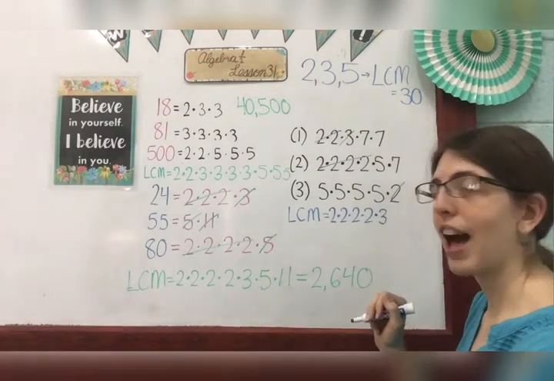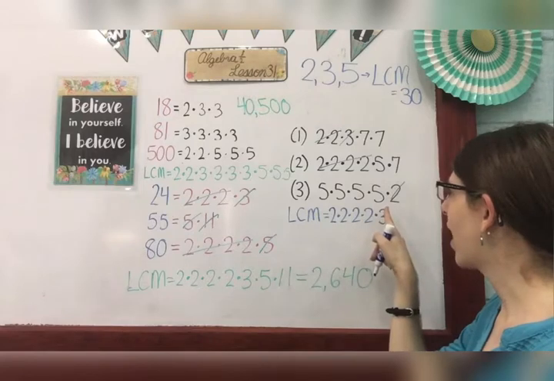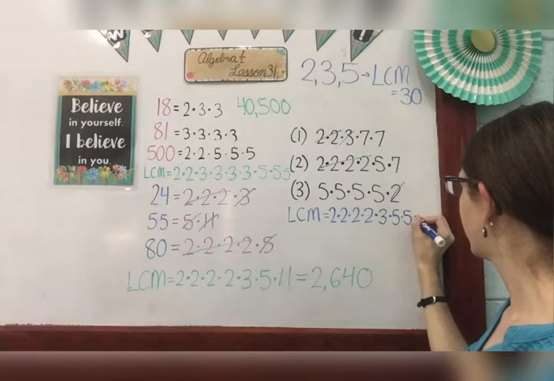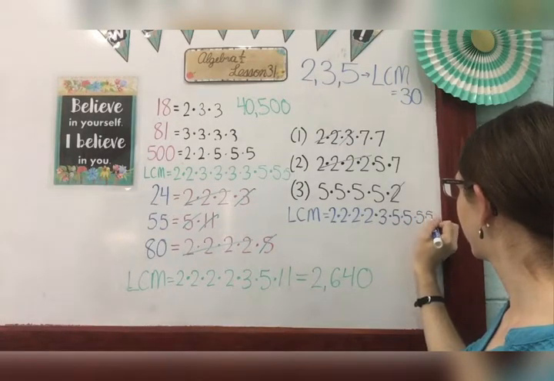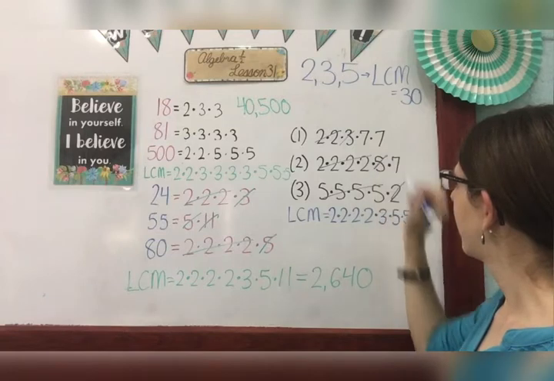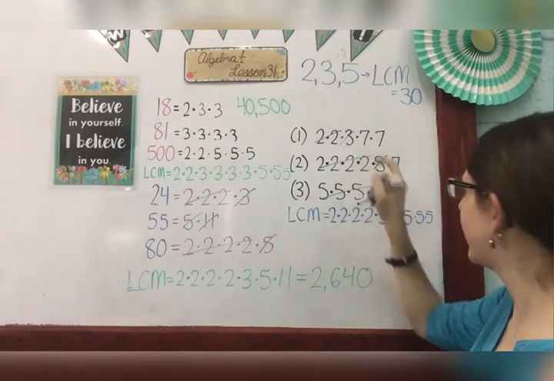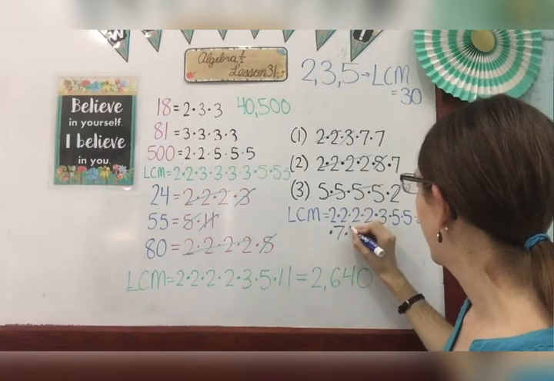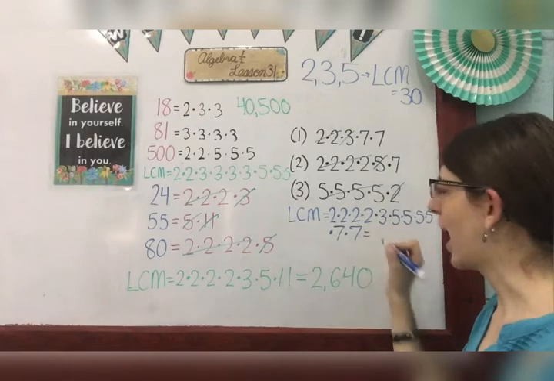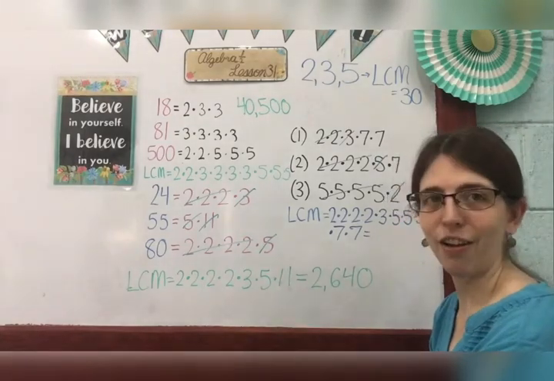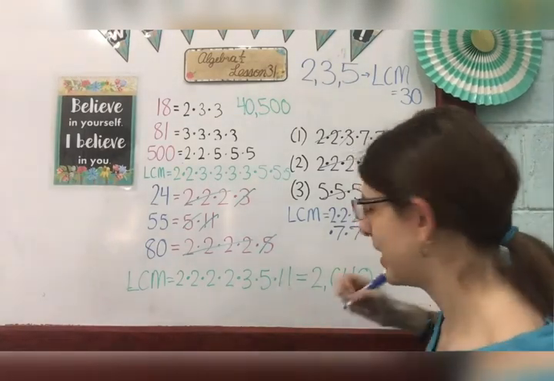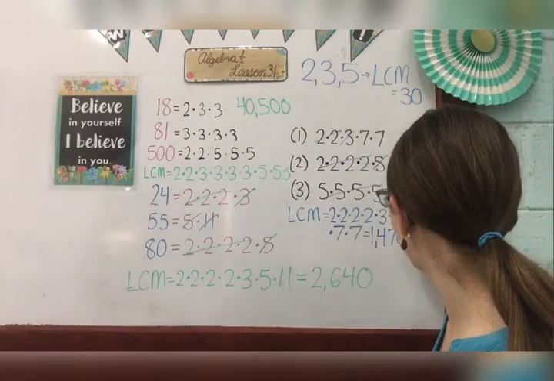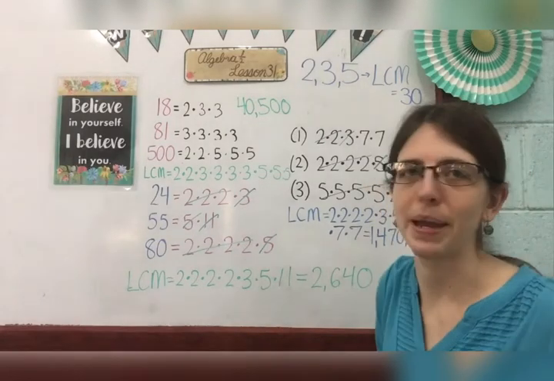The next number is 5. I have 1 5 here, 4 5's here. So the greatest number of times it's used is 4 times. So I'll write out 4 5's. Then I have 1 7 here and 2 7's here. So the greatest number of times it's used, I'm going to have to go down to this side, is twice. Then I multiply all of these prime numbers together, and that gives me a big number, 1,470,000 as our least common multiple.